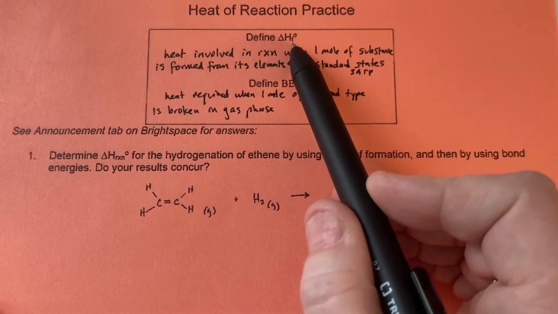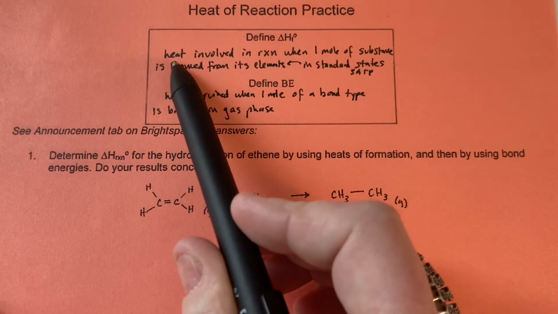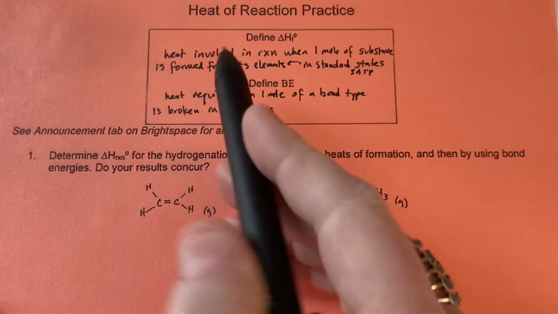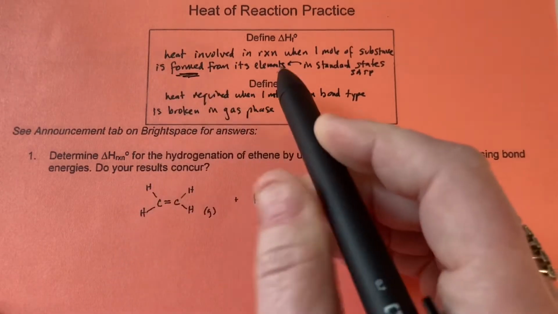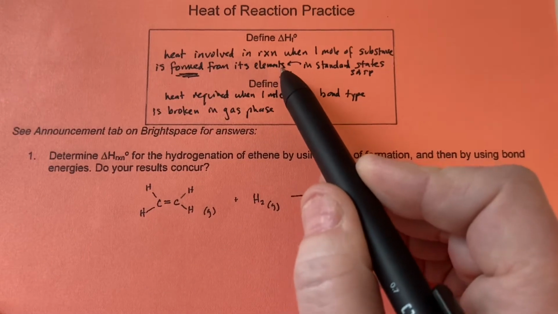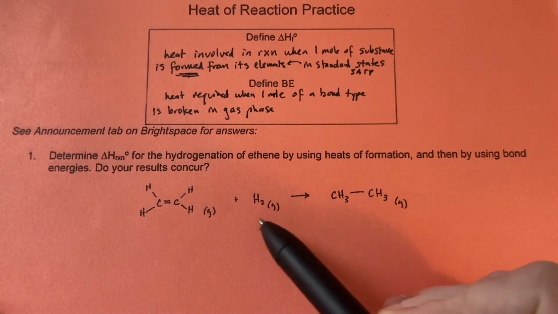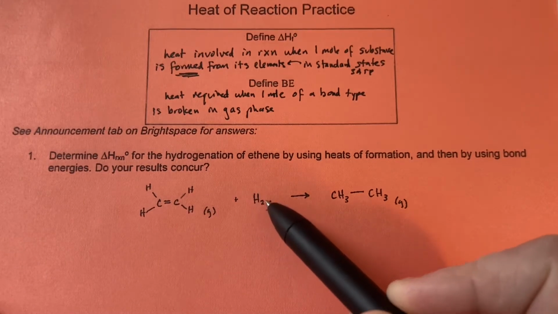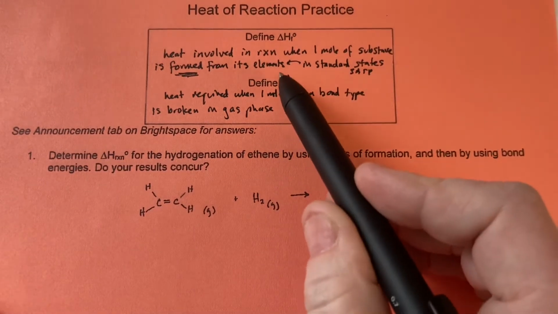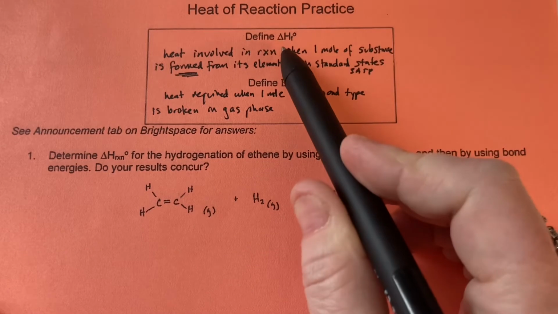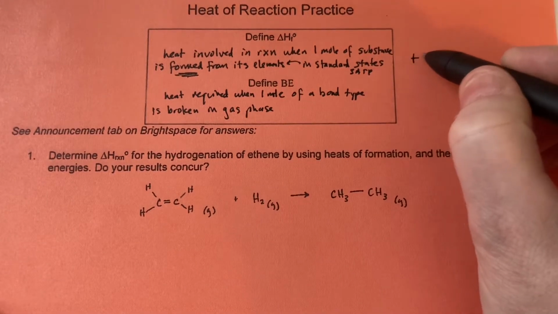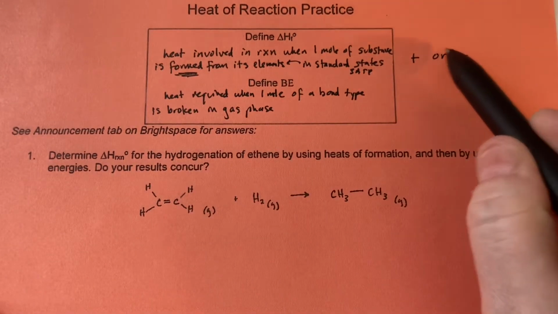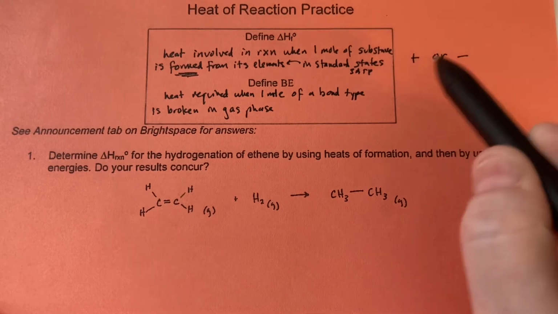First is this delta H sub F under standard conditions. The heat involved in a reaction when 1 mole of a substance is formed from its elements, that kind of reaction. And those elements are in their standard states, like H2 gas, that's an element, the elemental form, right? It happens to be a molecule in the gas. So every time you form a substance, there's some sort of heat involved, and it could be plus or minus. It could be an endothermic formation, it could be an exothermic formation.